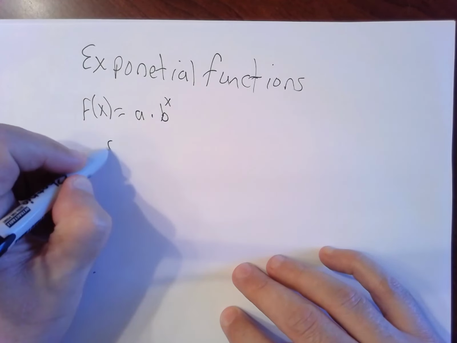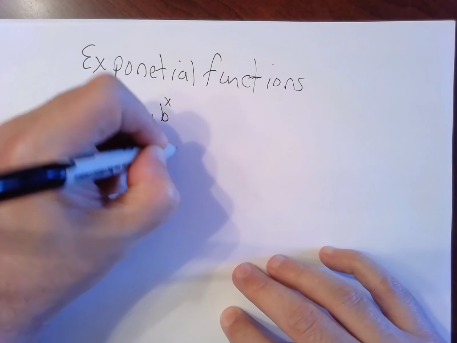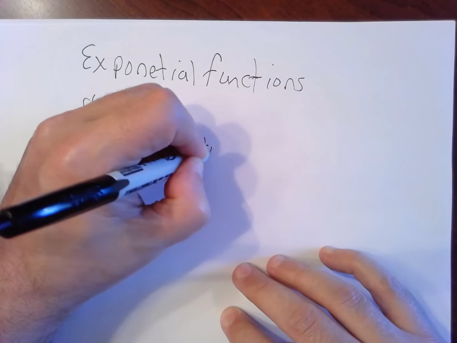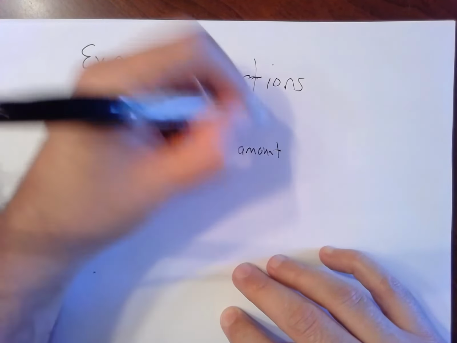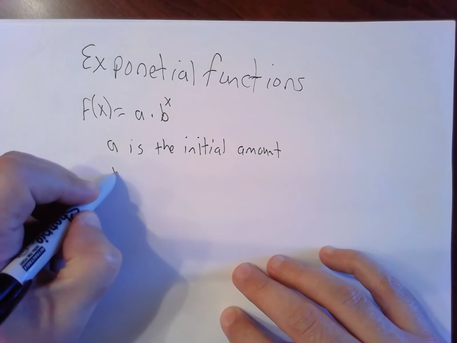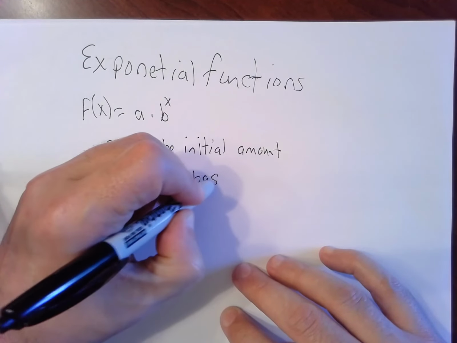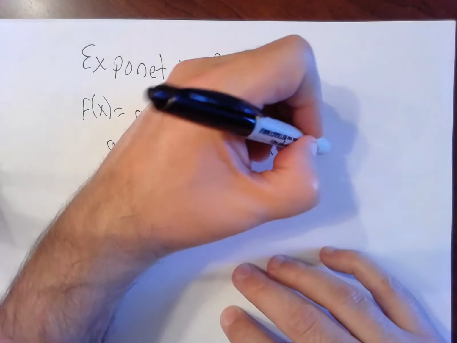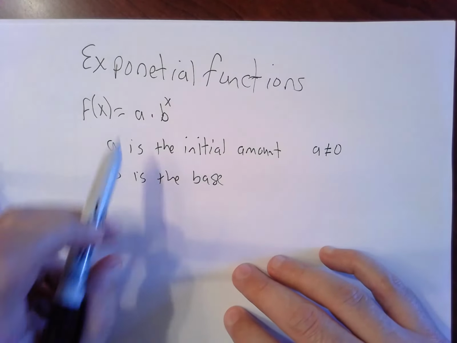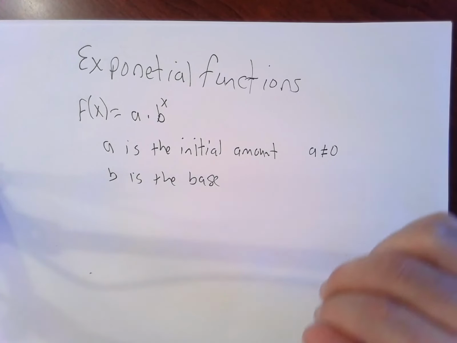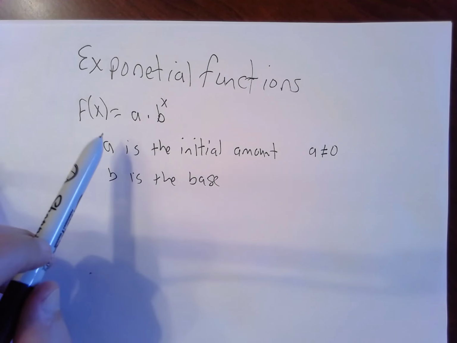A here is the initial amount. B is called the base. Couple of restrictions. A is not allowed to be 0, because if A is 0, I get f of x equals 0, which is just y equals 0, a horizontal line. That's not an exponential function.